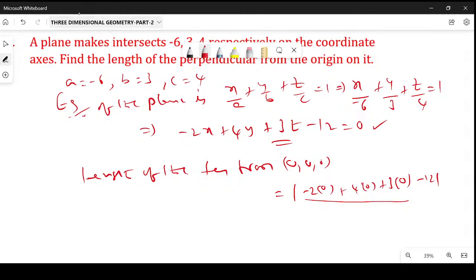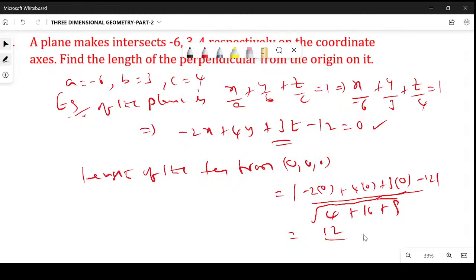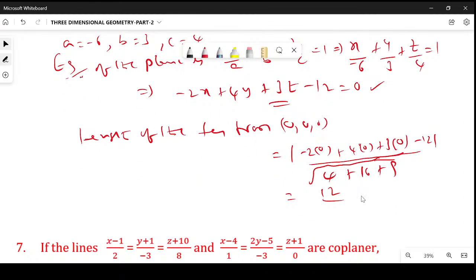You can write the formula here: root of a square plus b square plus c square, 4 plus 16 plus 9. It comes like this. Now you simplify. It gives 0, and 12 by, you can simplify the denominator now, 12 by root 29 units. So what formula did I use here to find the perpendicular distance?